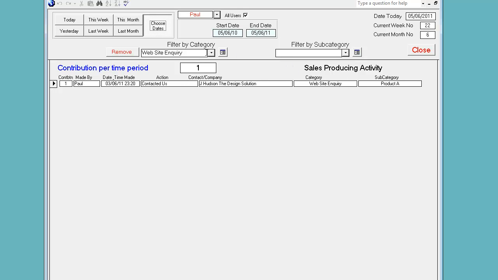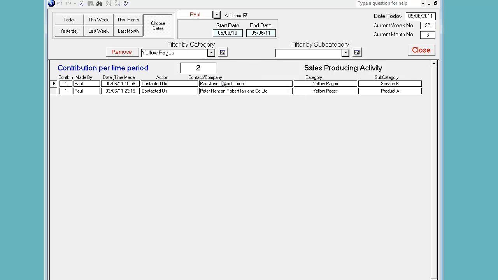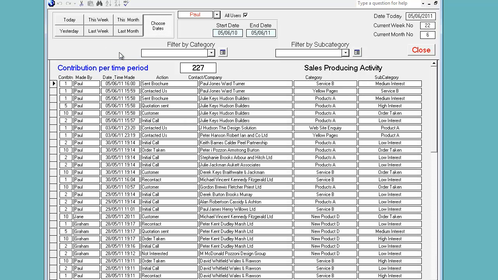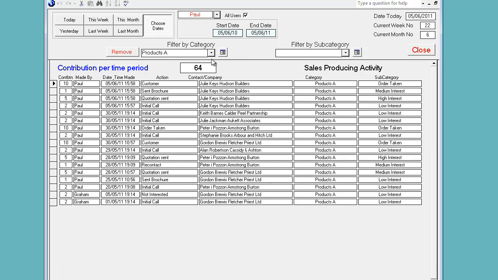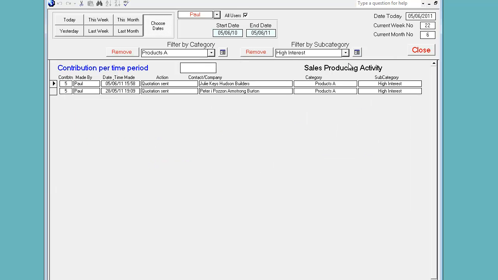I could also see what inquiries we've had through Yellow Pages, and I can see we've had 2 from Yellow Pages, one for product A and one for Service B. Let's remove that filter for a second, and we'll put in something more general. Let's have a look how many calls were made about product A and what was the level of high interest, or what was the level of low interest.